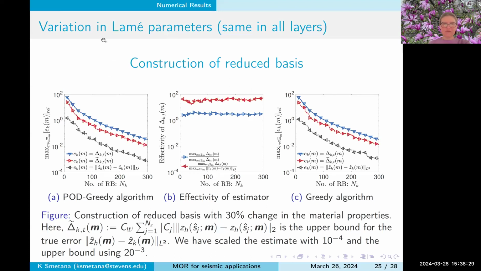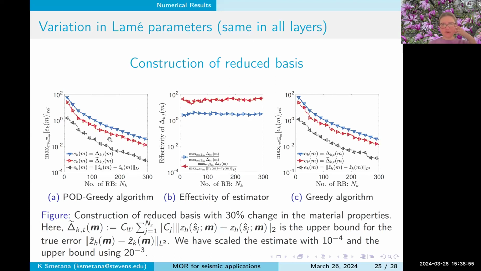And so here we varied the Lamé parameters, the same in all layers. So we basically didn't consider them independent, we didn't just choose them arbitrarily, because that would already yield a very large parameter space, but we did that later as well. So this is just if you add some random number in all layers.